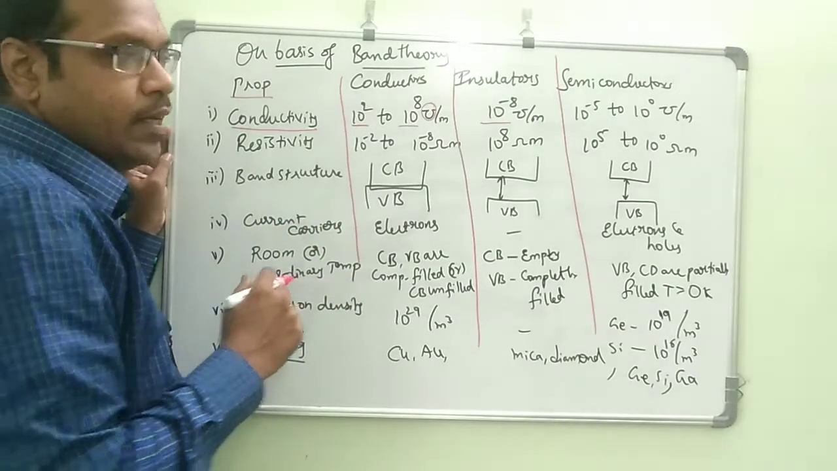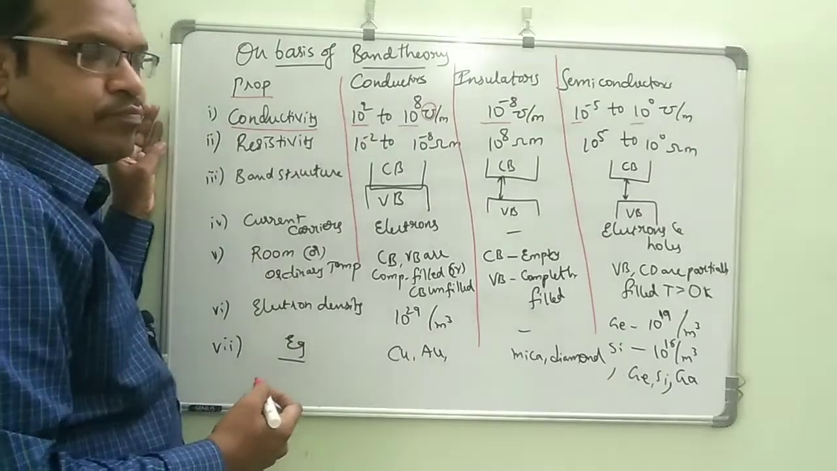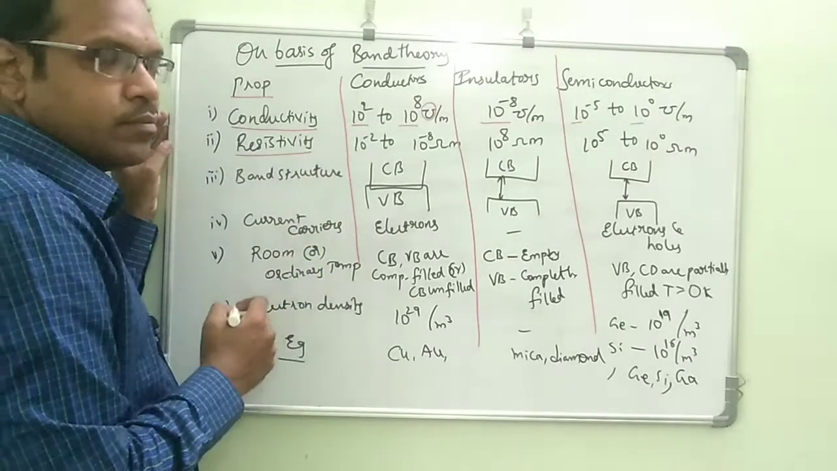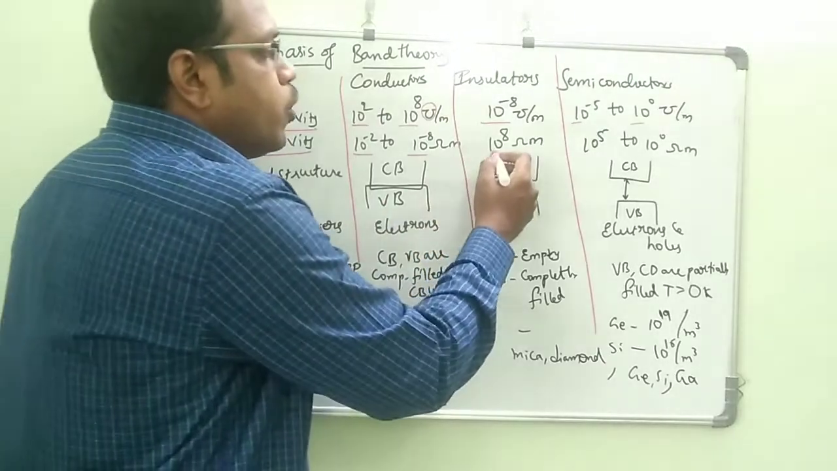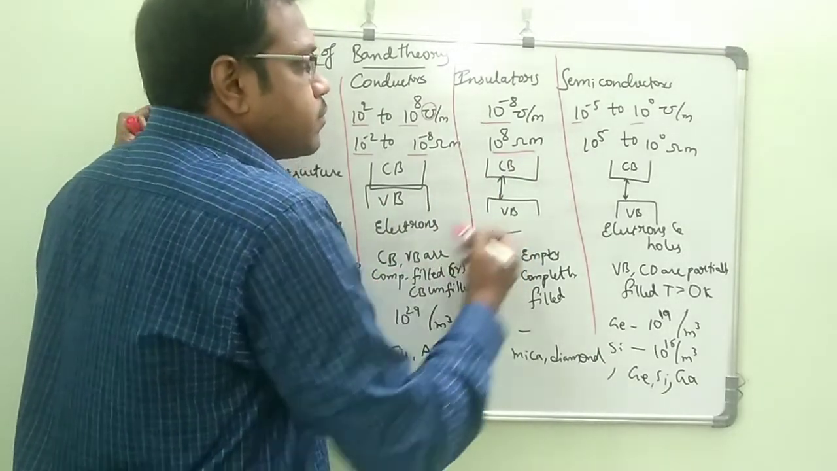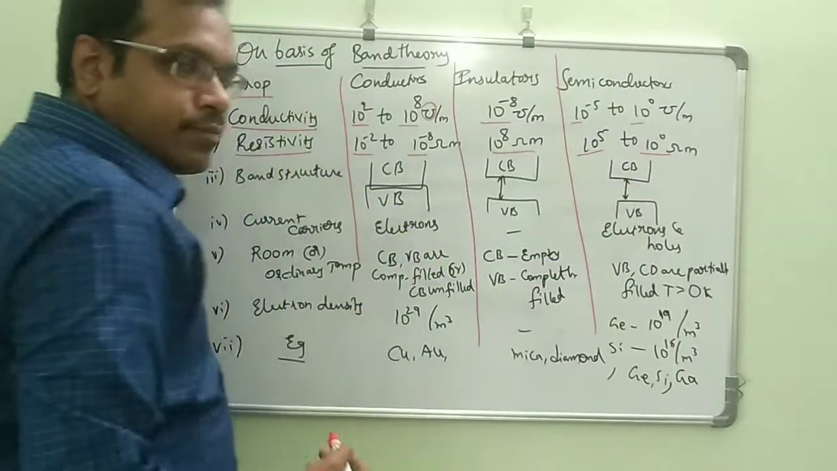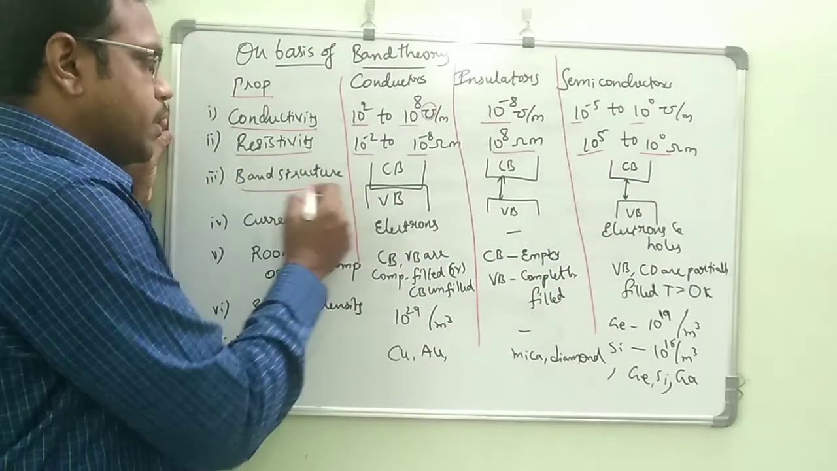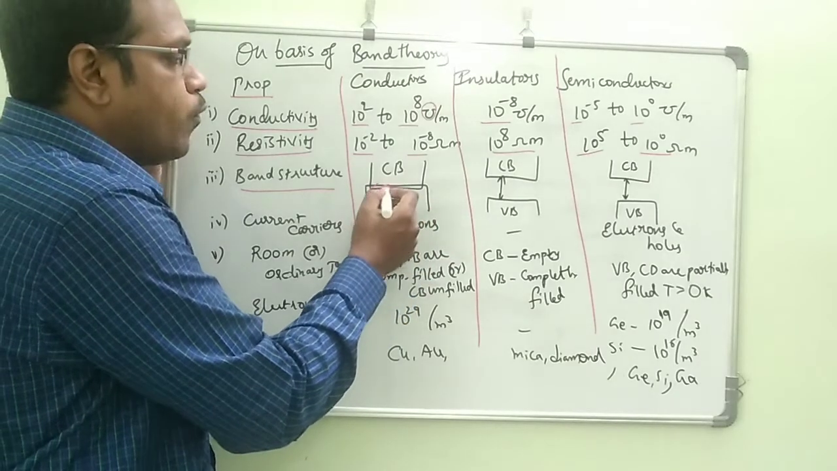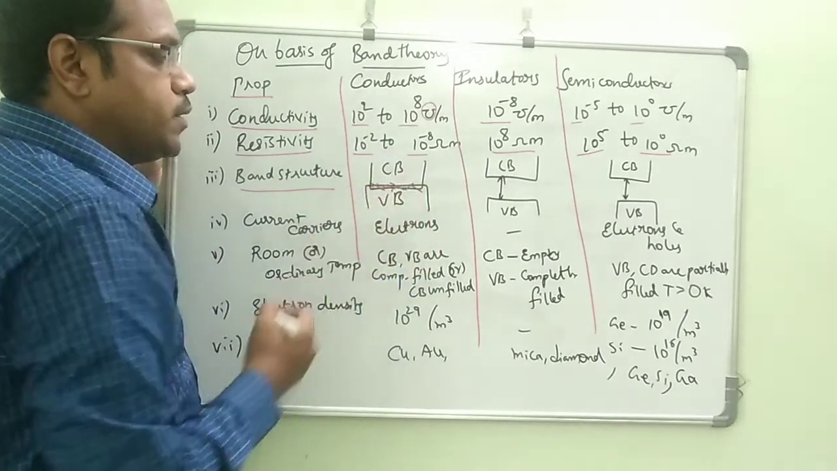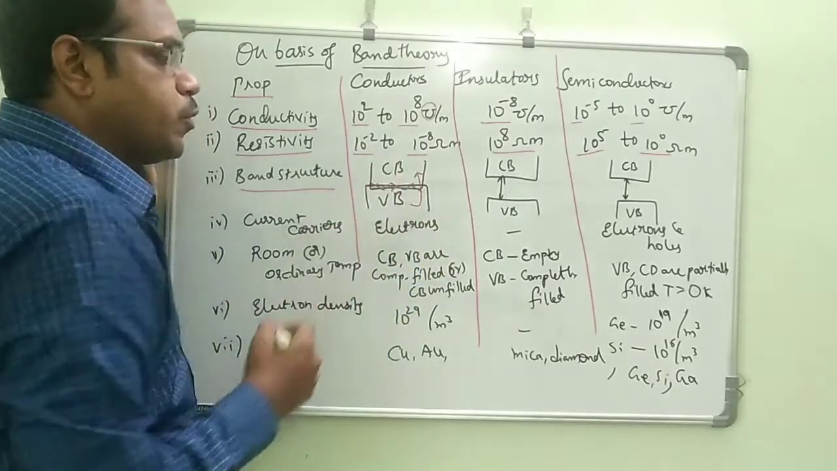10 power minus 8. And for the semiconductor it is 10 power minus 5 to 10 power 0. Resistivity is 10 power minus 2 to minus 8 ohm meter for conductors, 10 power 8 ohm meter for insulators, and 10 power 5 to 10 power 0 ohm meter for semiconductors. In the band structure of conductors, the conduction band and the valence band overlap each other, so the electrons can easily jump.